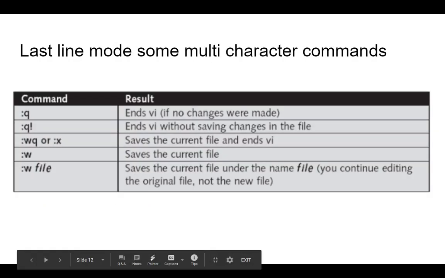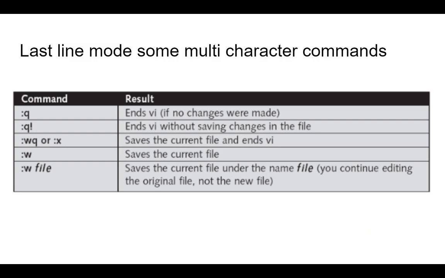So let's look at a few more things. This is just an overview of the last line mode, some multi-character commands. I go from command mode to last line mode by typing a colon. So I have to be in command mode. Then I type colon, and then I can type whatever else I need for my last line mode. So quit, quit and discard, write and quit. These are the same thing. And then I can write the file. So I can just save it to disk and then go back to it. And here I can write it to a different file name. So these are some things I can do.